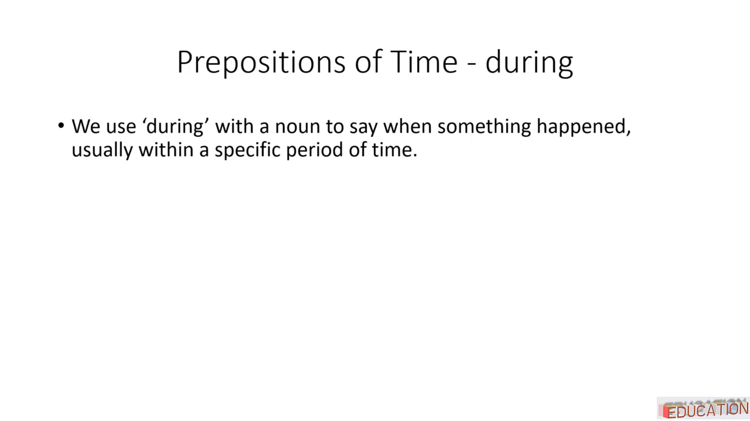When we use during together with a noun, we use this for when we want to say that something happened within a specific period of time. So the fire alarm went off during lunch. And here lunch is not the thing you eat, it's the time of the lunch break.